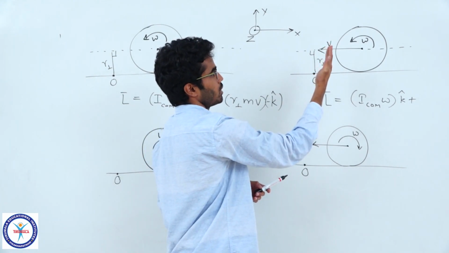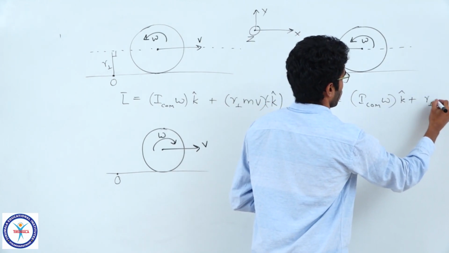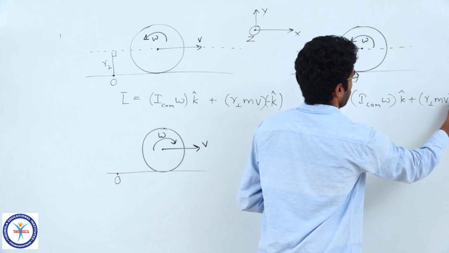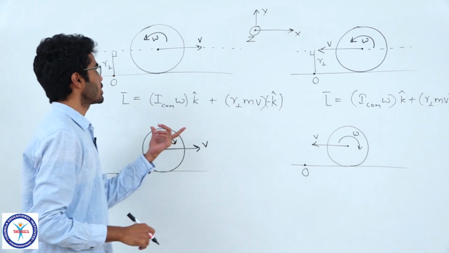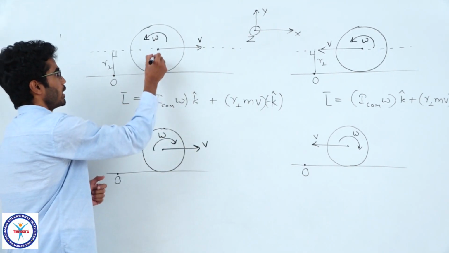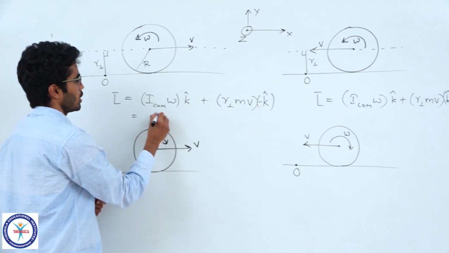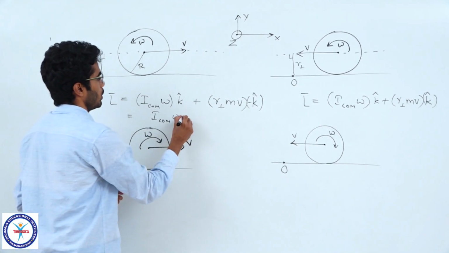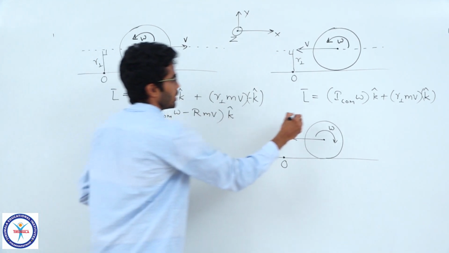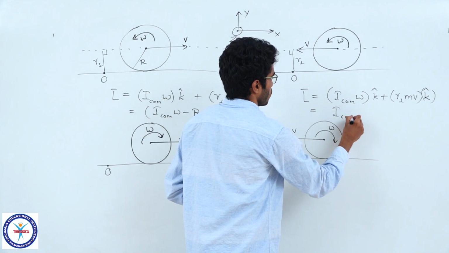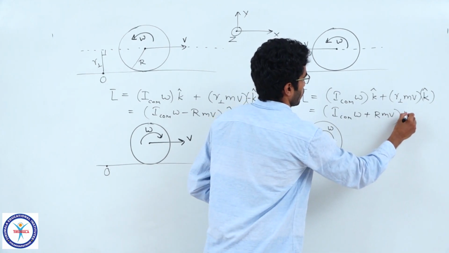So, R is pointing upwards, R cross P will give you outward. So, R perpendicular mv, outwards, so k cap. In these two cases, if you observe, the R perpendicular is the radius of the object. So, we can replace it: the first case is I center of mass omega minus R mv k cap, and here it will be I center of mass omega plus R mv k cap.